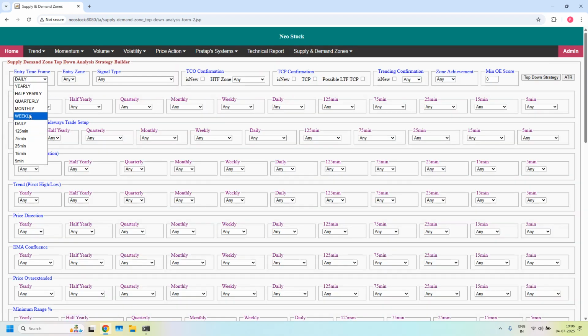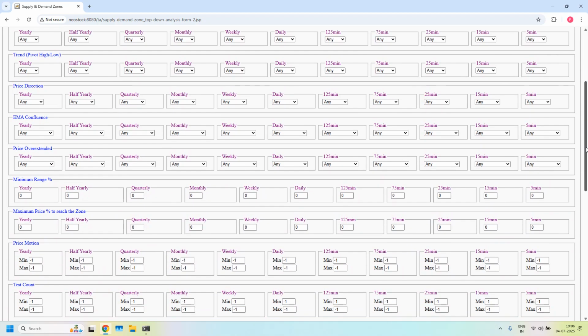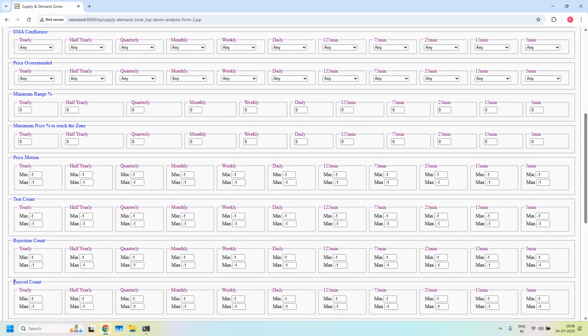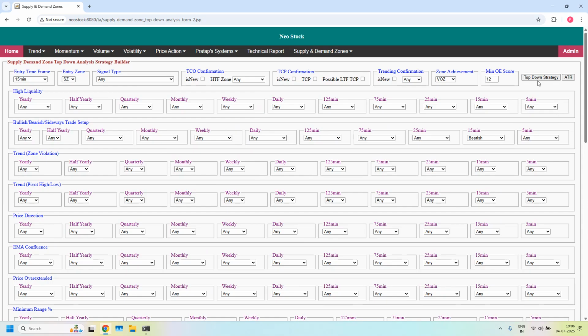The changes are entry time frame 15 minutes, entry zone, supply zone, bullish or bearish at 15 minutes. I am selecting bearish. Zone achievement violated opposing zone, minimum odd enhancer score 12, and also the 15 minute supply zone should not be pierced. So in the pierced count at 15 minutes time frame, I am selecting minimum value 0, maximum value 0. That means zone is not pierced. 15 minute supply zone. Let's filter.